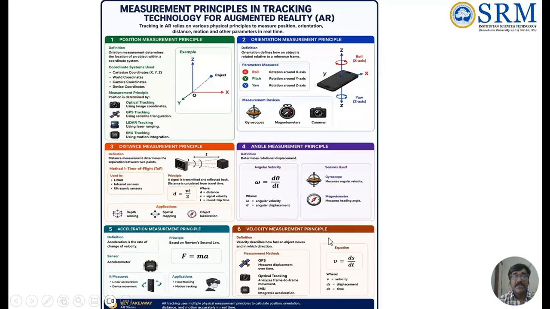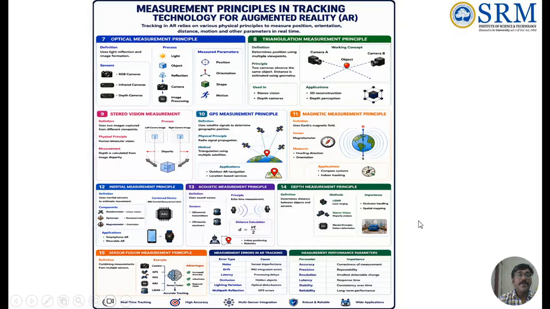In the case of velocity tracking, velocity determines how fast the objects move and in which direction. Using GPS, optical tracking, and IMU, v equals Ts by Tt is the principle behind that. In the case of optical measurement, the principle uses light reflection and image formation. We are using sensors such as RGB, infrared, and depth cameras, and LiDAR. And then for the processor, light, object, reflection, camera, and image processing will identify the position, orientation, shape, and medium. In the triangulation method, with camera A and B, like in binocular observations, the orientation of the object is identified in the triangulation measurement principle.